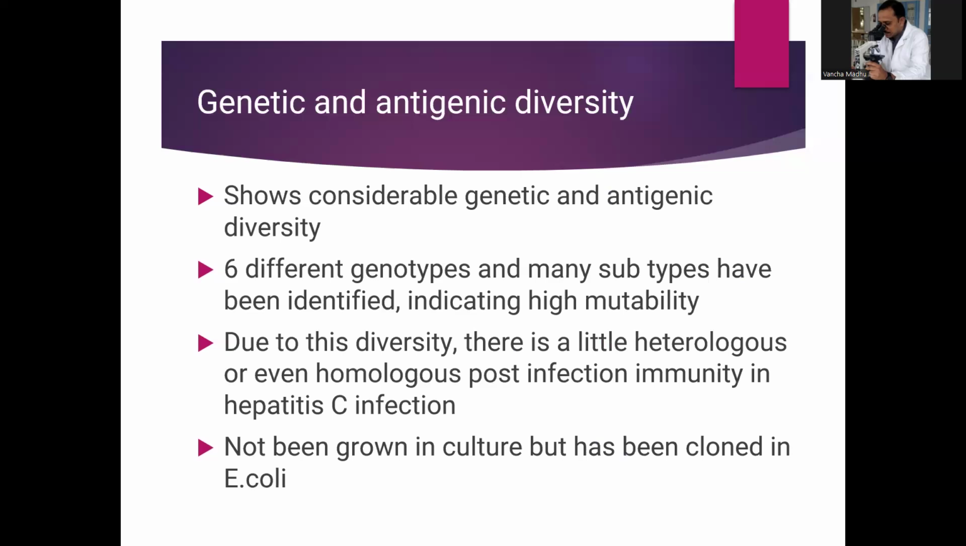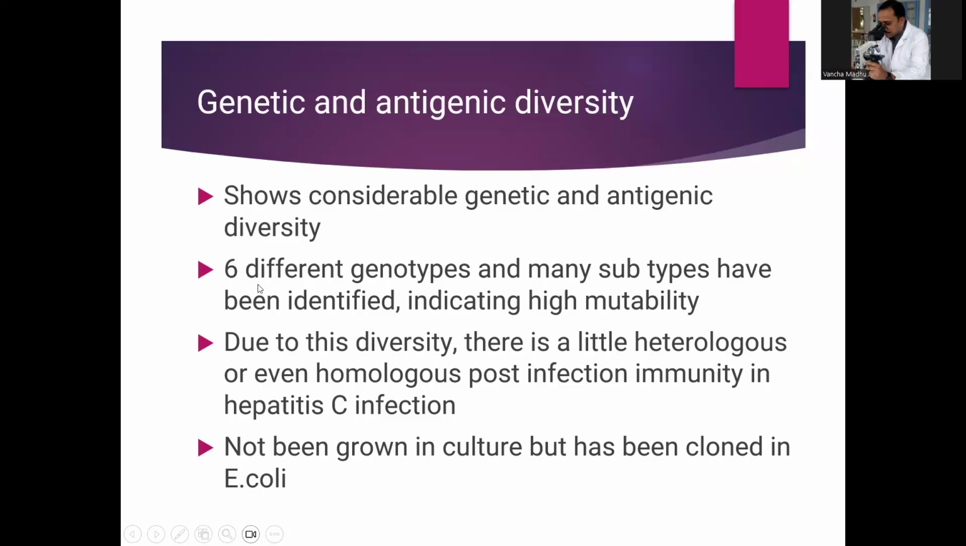If you see the genetic and antigenic diversity, this virus shows high diversity. It displays high diversity in the RNA genome. So why does it show genetic and antigenic diversity? Because of its high mutability. It has a higher mutation rate. What is meant by mutation? It means a sudden change in the genetic structure. Because of this diversity, there is little heterologous or even homologous post-infection immunity in hepatitis C infection.